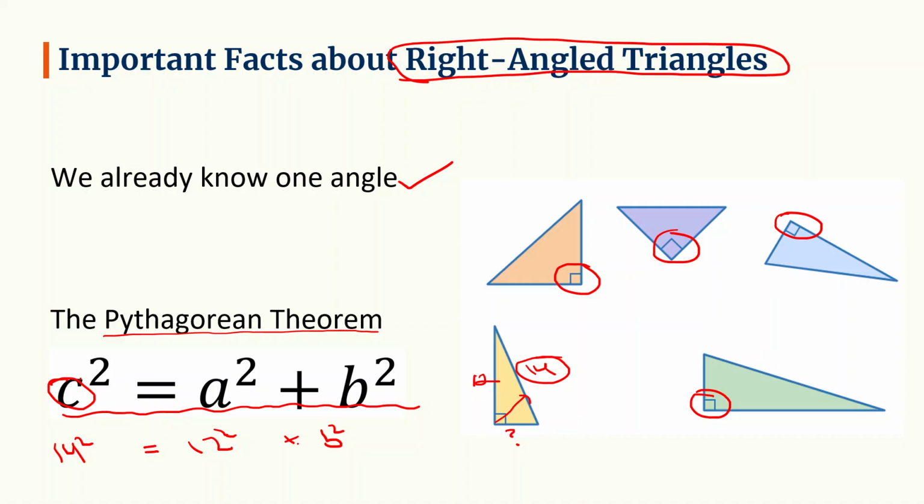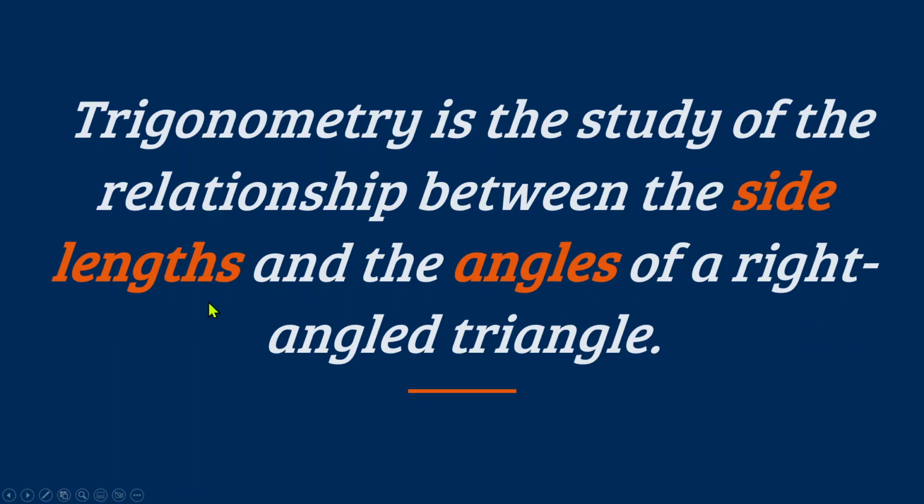It doesn't matter which one's a or b. And then I would have to do some subtraction and square rooting. But that's really important. And the Pythagorean theorem only works with right-angled triangles. So with right-angled triangles, we can use more information than for any old triangle. So trigonometry is when we study the relationship between the side lengths of a triangle and the angles of a triangle. And it's based on right-angled triangles.